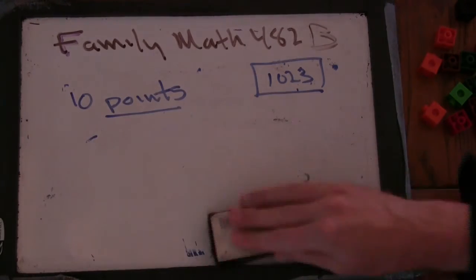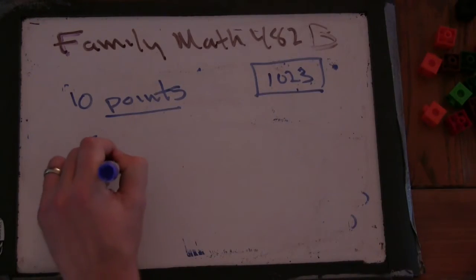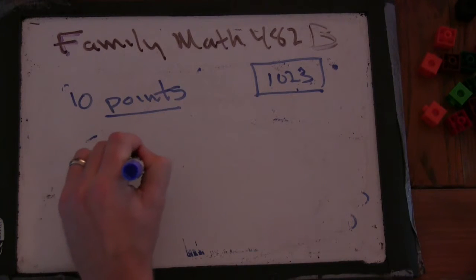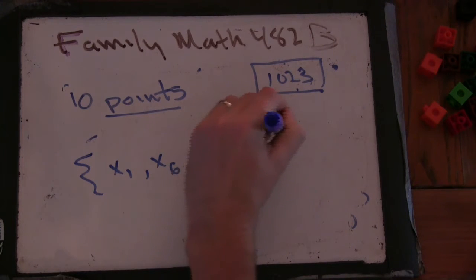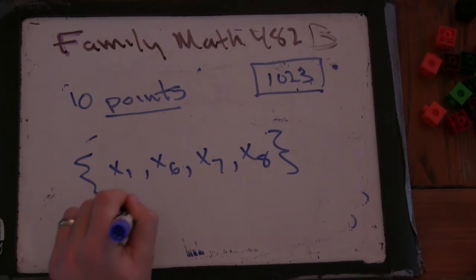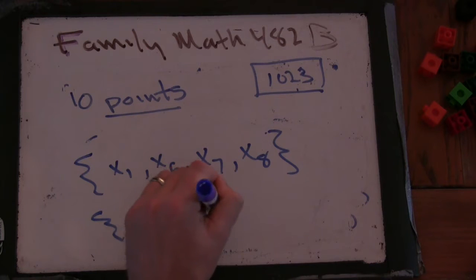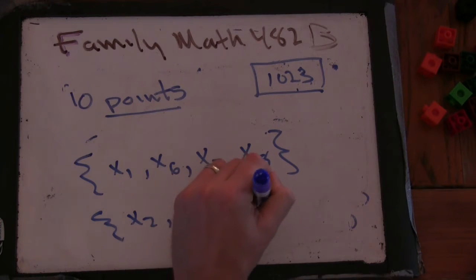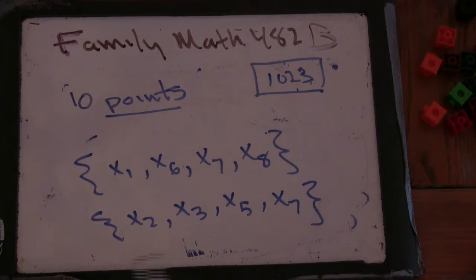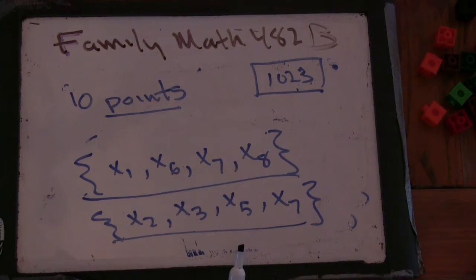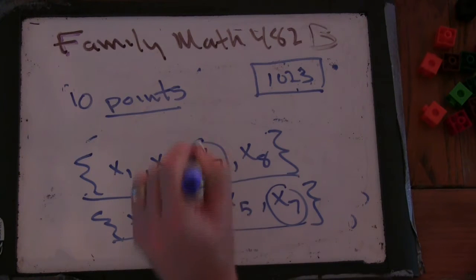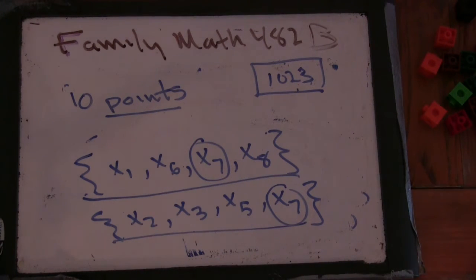It could be that x1, x6, x7, x8 and x2, x3, x5, and x7 have the same sum. Now I have this problem. I have two subsets and they have the same sum by the pigeonhole principle, but I said they had to be disjoint also. And these are not disjoint because they both have x7 in them. So how do I solve this problem?